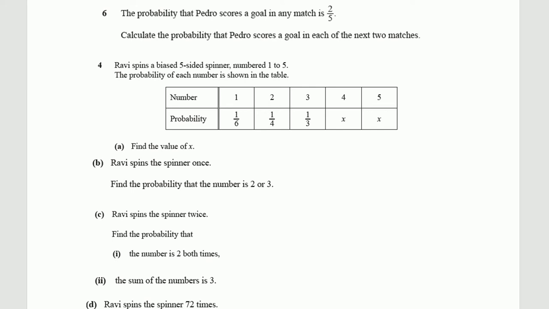Here we go with our probability solutions. The probability that Pedro scores a goal in any match is 2/5. We want to calculate the probability he scores a goal in each of his next 2 matches.